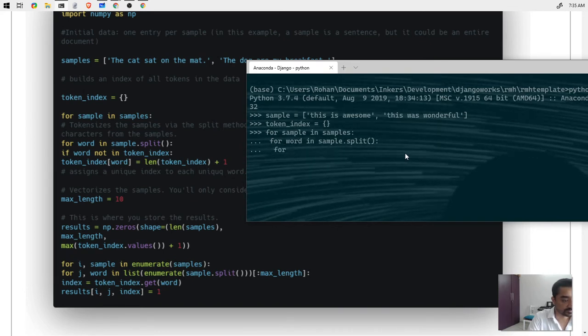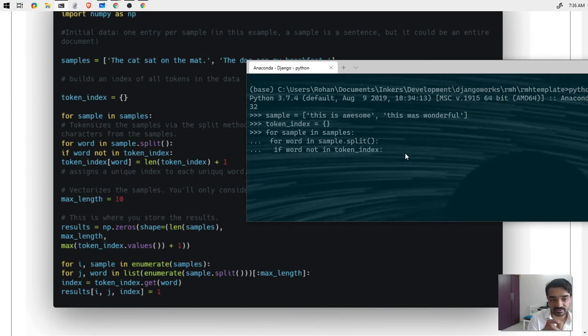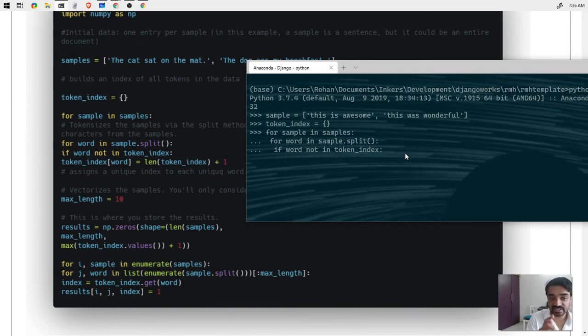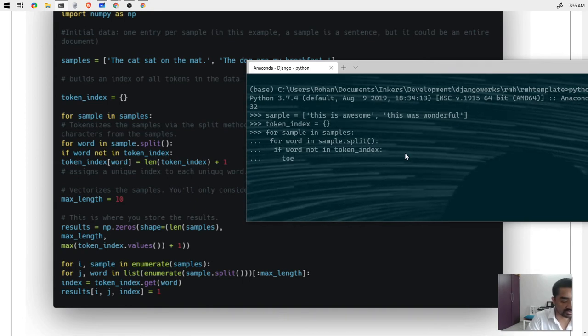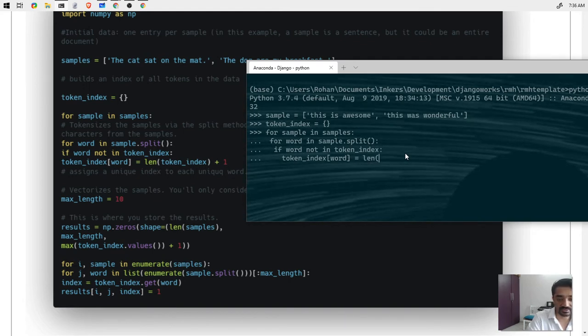Okay, if word not in token index, what is this line going to do? It's going to make sure that the word is not in the index, and when we use it with a dictionary, it's actually going to search for the key. So if the key is not in the index, then do something for me. What do I want it to do? I want it to go to the dictionary, token index, and use this word which I am on as the key, and make it equal to the length of the dictionary right now, right?